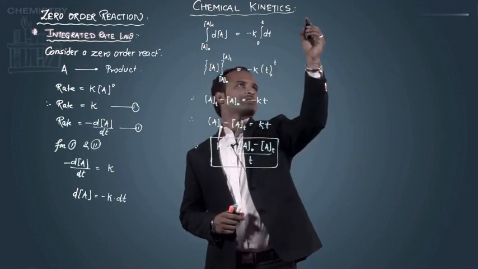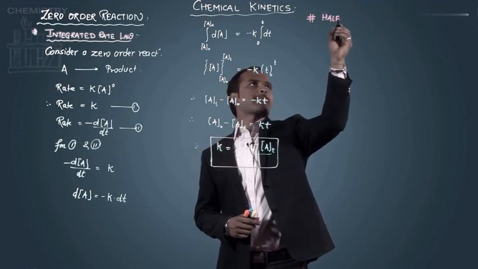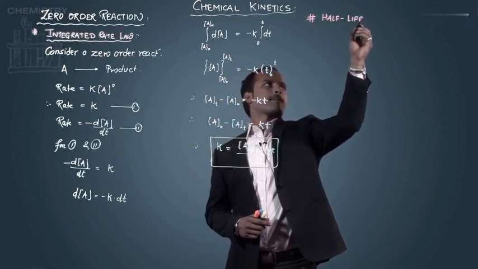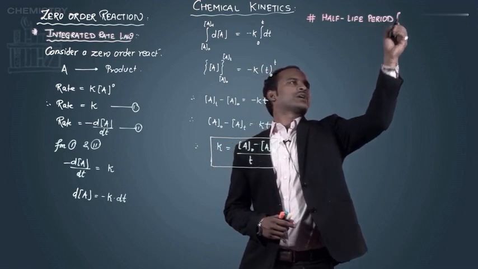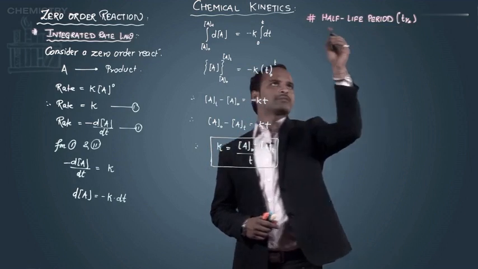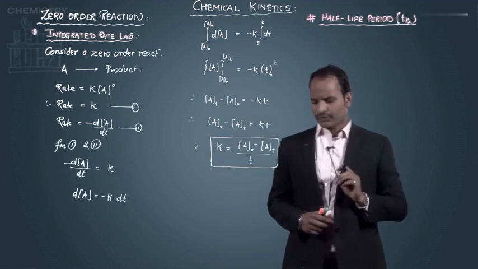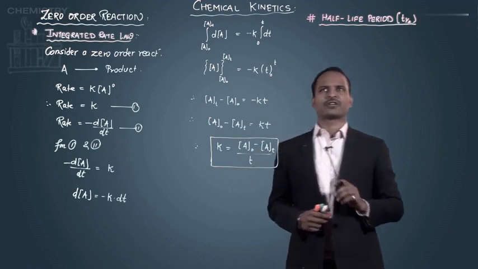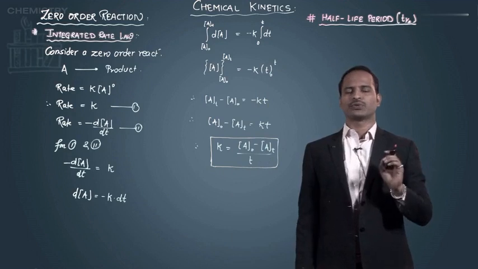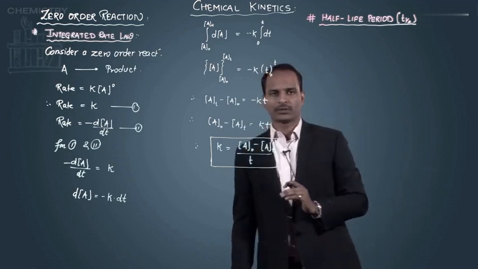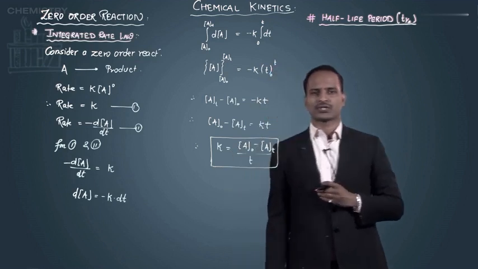Now the next is, let's talk about the half-life period of a zero order reaction. So half-life period is represented by t half. Now first, what is half-life period? I can say that it is the time needed for a reactant concentration to reduce to half of its initial amount.